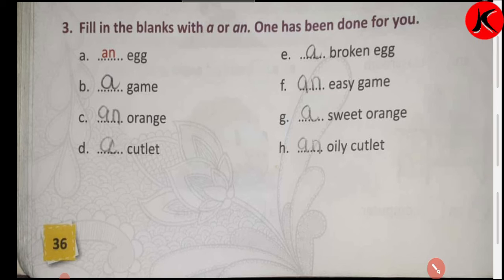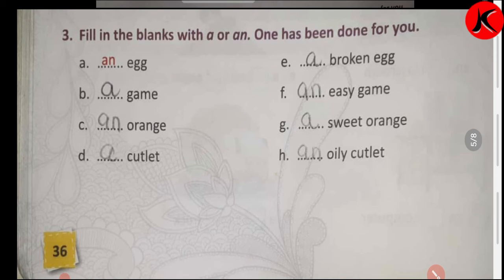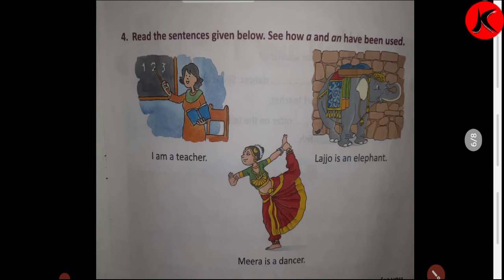So you can see, we'll read again. An egg, a game, an orange, a cutlet, a broken egg, an easy game, a sweet orange, an oily cutlet. Now we'll go to the next page.